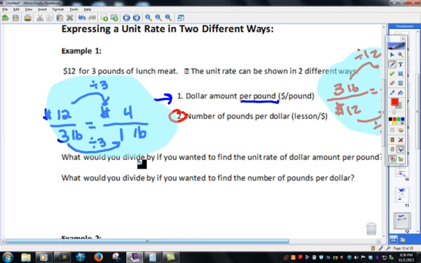Let's say I only need 4 pounds of lunch meat. I'm sorry. I only need 1 pound of lunch meat. That's how much I need. I need to know how much money to take to the store. Oh, now I know. I need $4.